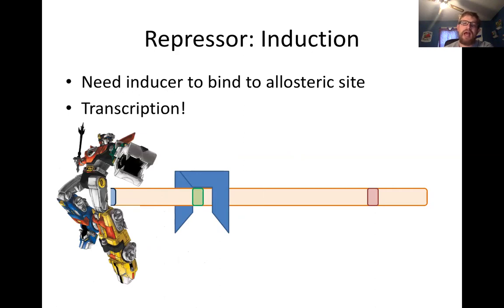Now, how do we get this repressor off? We actually then need something called an inducer. And an inducer is going to bind to an allosteric site.